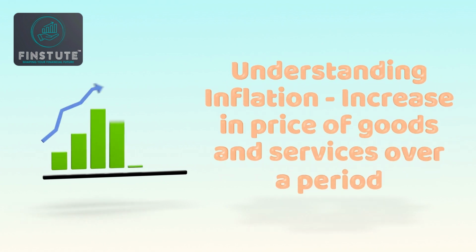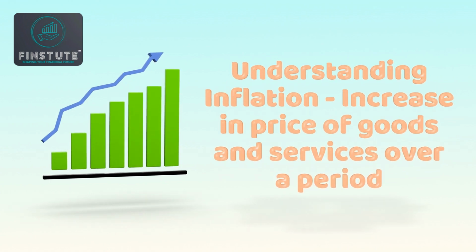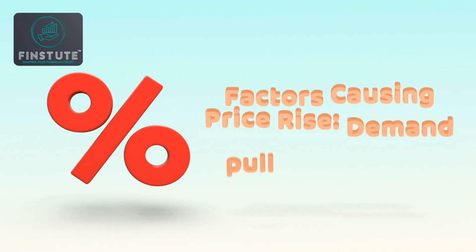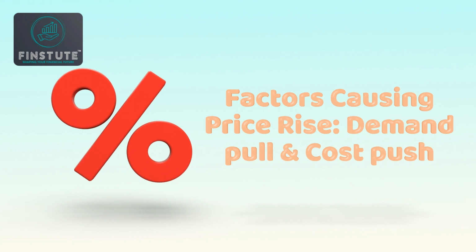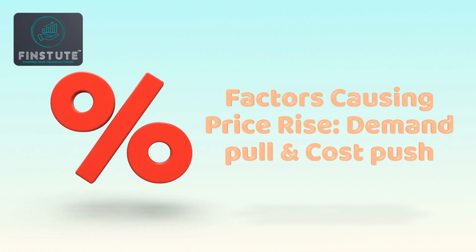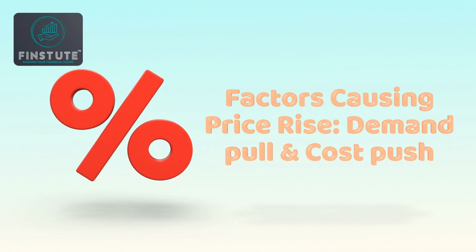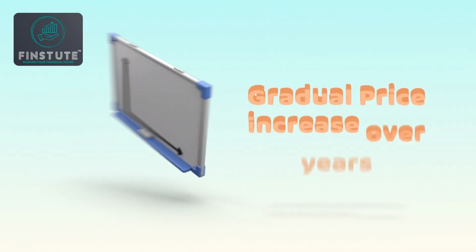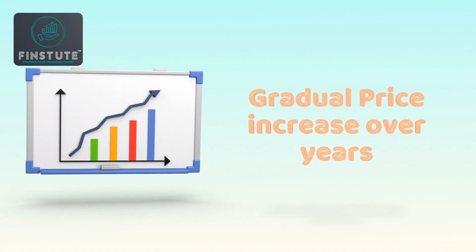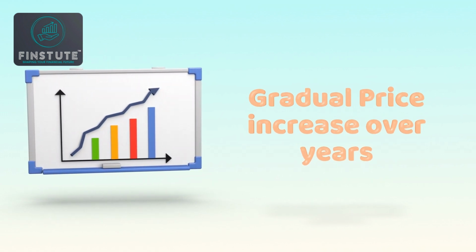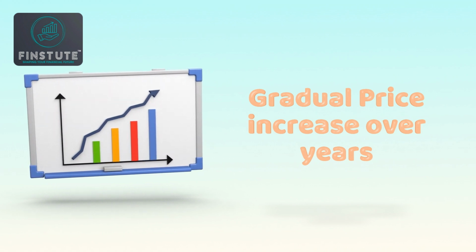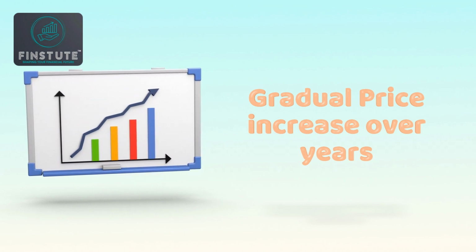Inflation is nothing but the increase in price level of goods and services over a period. The price rise is caused predominantly due to two factors, as we just saw. One is demand pull factor and another is cost push factor. So, a commodity whose price is X rupees today will keep moving up gradually over years due to these factors and may cost, say, 2x or 3x rupees after 10 to 15 years.